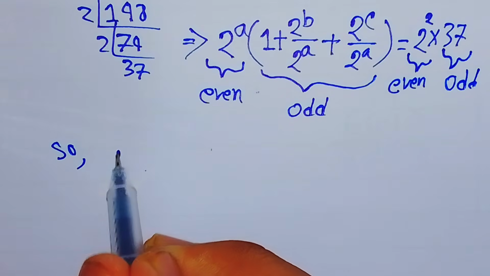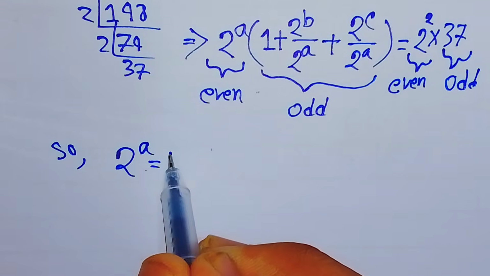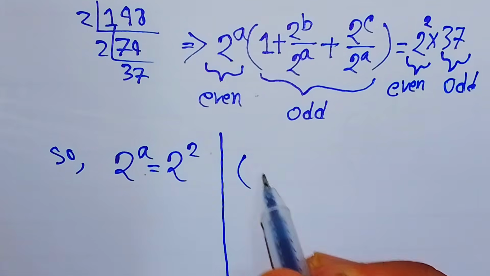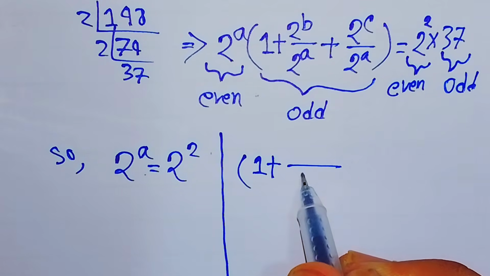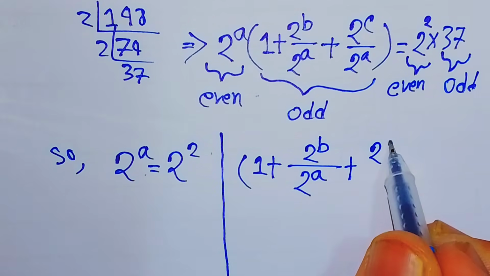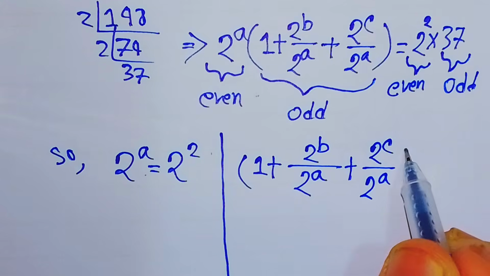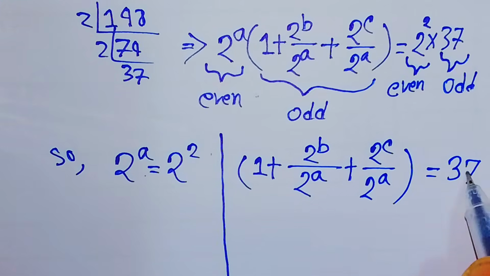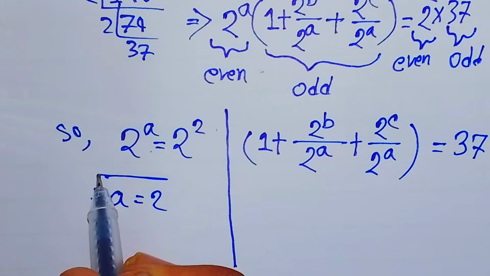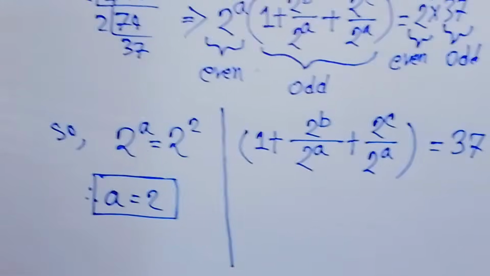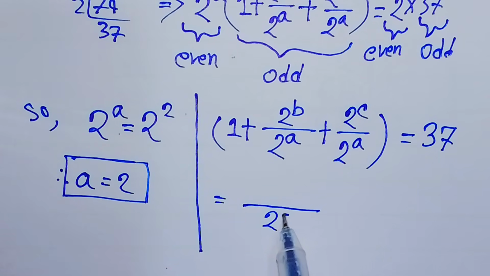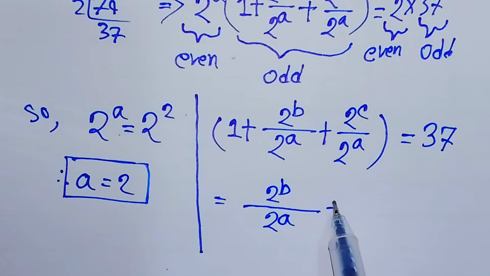So here we can take the even numbers equal on the left side and odd numbers equal on the right side. Then we'll get 2 to the power a is equal to 2 square, and 1 plus 2 to the power b divided by 2 to the power a plus 2 to the power c divided by 2 to the power a is equal to 37. All right, so here the bases are the same, so we can equate the powers. So the value of a is 2. So guys, we get our first value in here, which is the value of a is equal to 2.